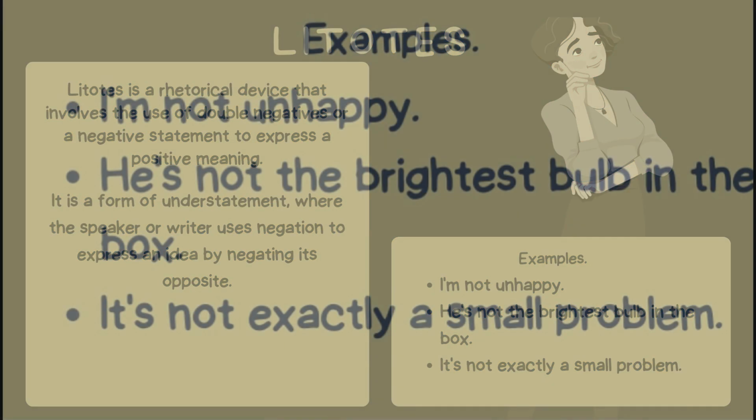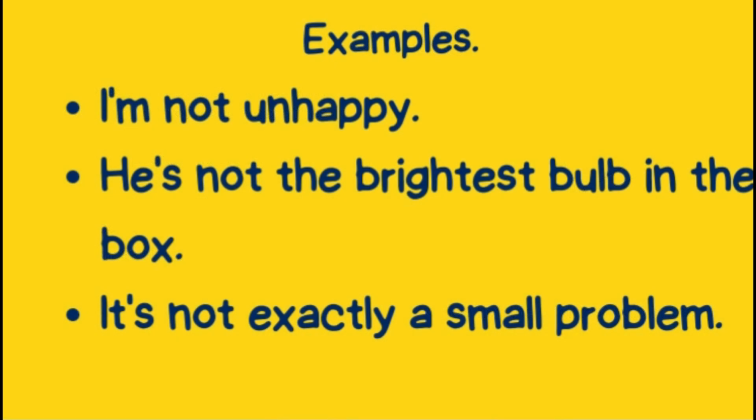An example is saying, I am not unhappy, to mean you are happy, or he is not the brightest bulb in the box. It means the person is probably not the most clever person. And then another example, it is not exactly a small problem, which means it's actually a very huge problem.